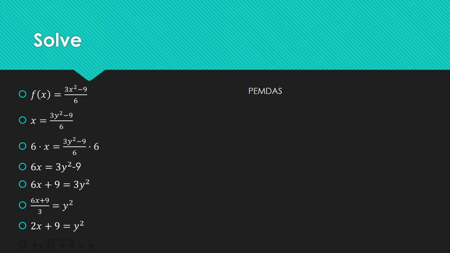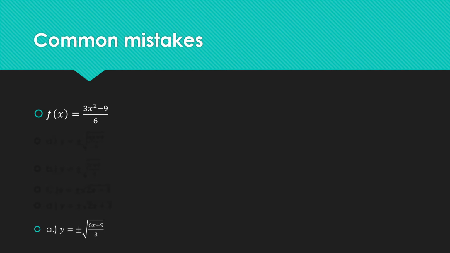My bad, I didn't change that 9 out. You're going to end up with plus or minus square root of 2x plus 3 equals y. And the answer is going to be D, y equals plus or minus square root of 2x plus 3, because on the last slide you had to divide 3 by 6 and then 9. So these are the common mistakes people make.